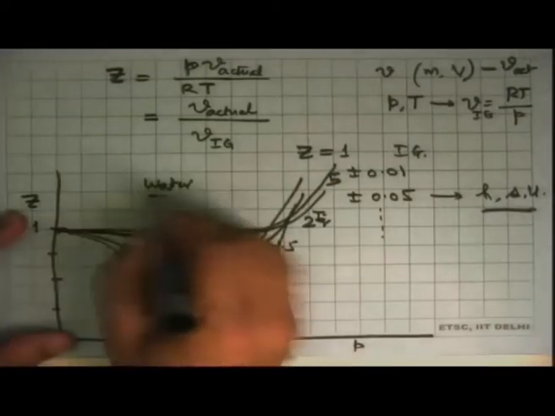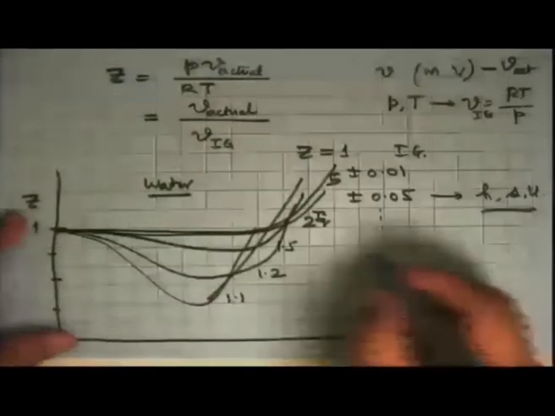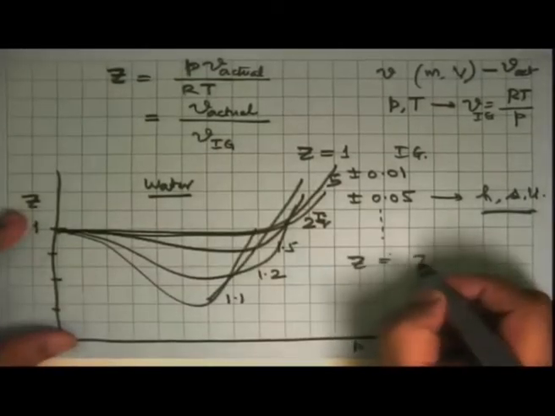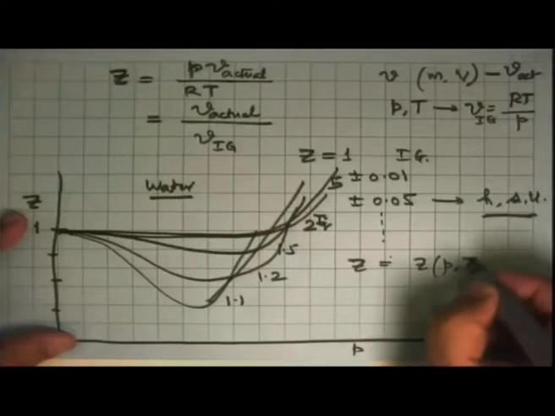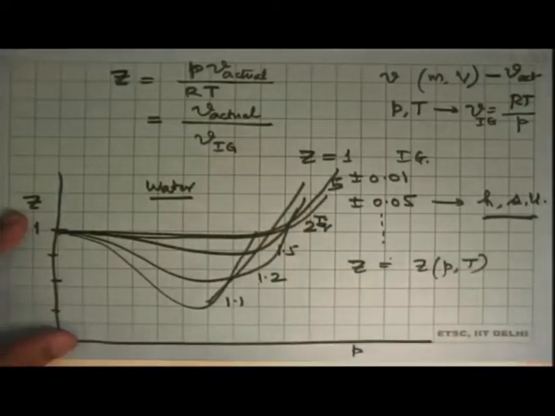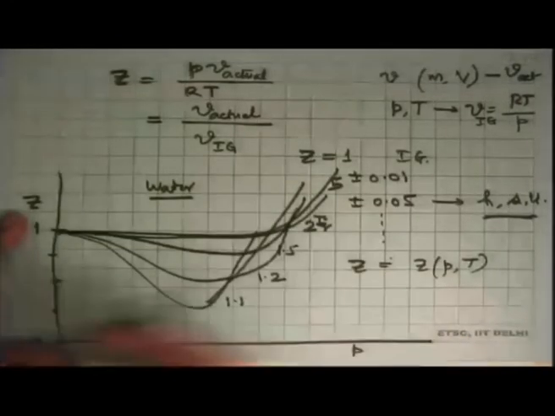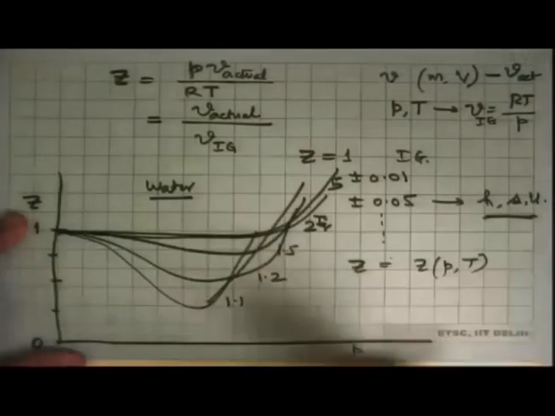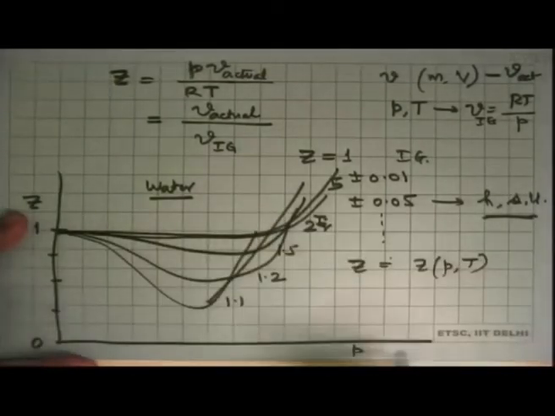And if this was a sort of a plot for water and we could get Z as a function of pressure and temperature, then we would have to get a similar plot for butane, another plot for oxygen, another plot for everything else. And life would be very, very complicated.